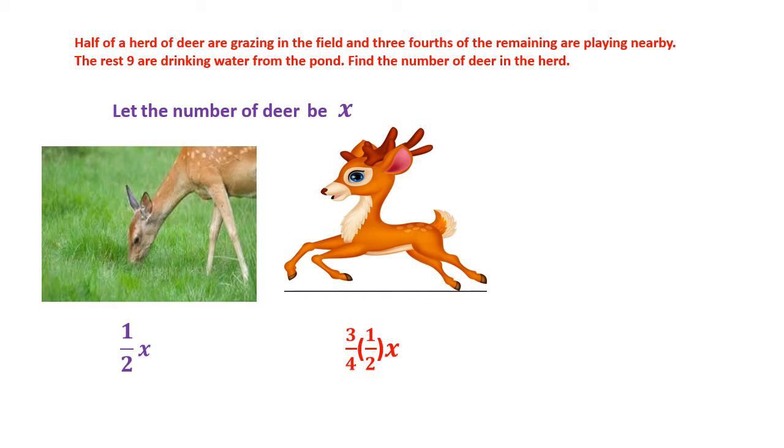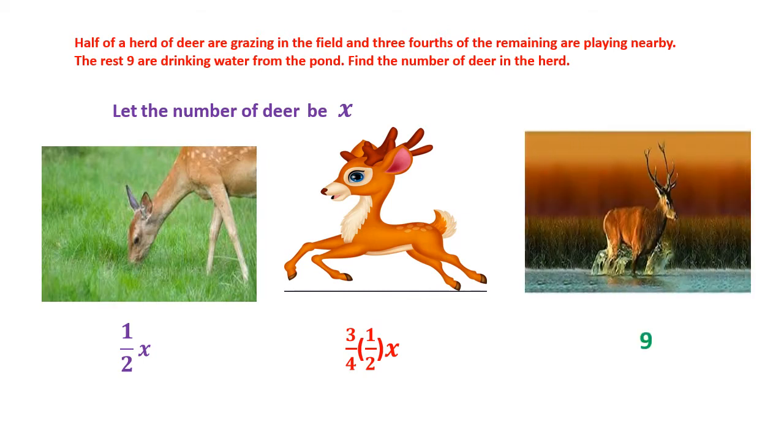And here comes the third illustration. The 9. What are these 9 deer doing? Let's move to the question. The rest 9 are drinking water from the pond. So you can see the deer and the pond, and assume that it is drinking water from the pond. So such number of deer are 9. The rest 9 are drinking water from the pond.